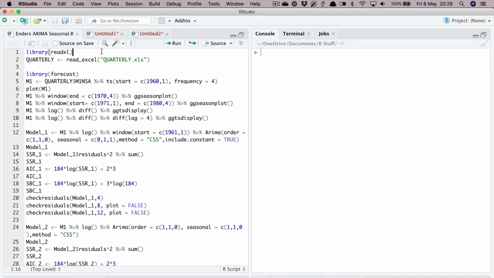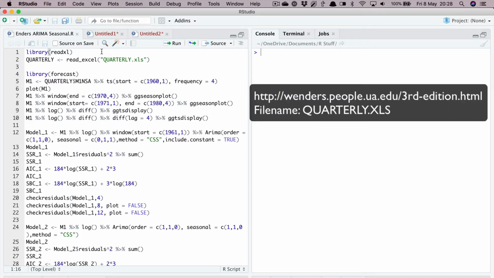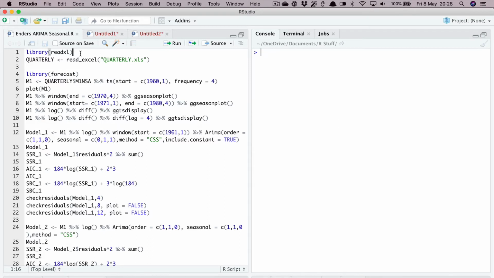The data is available in an Excel file that you can download from Enders' website. It's called quarterly.xls. I'm going to read that in using the readxl package. So I'm loading that up and then using the function in there, read_excel, we can read in an Excel file very easily. I'll now load up the forecast package, which I'll be using again for the analysis.